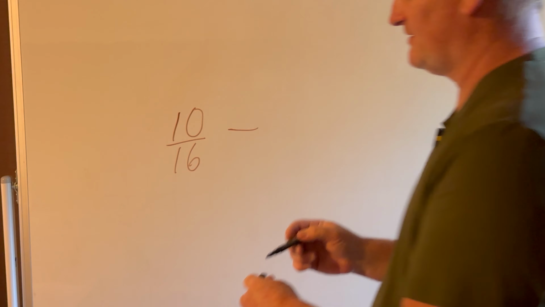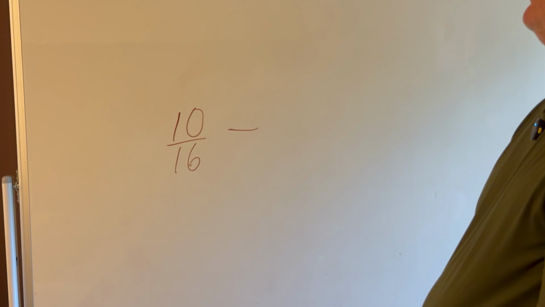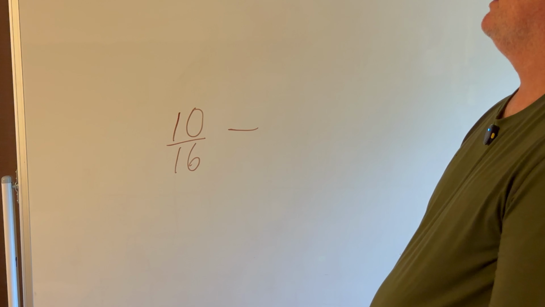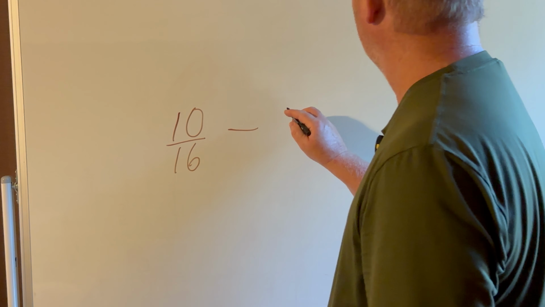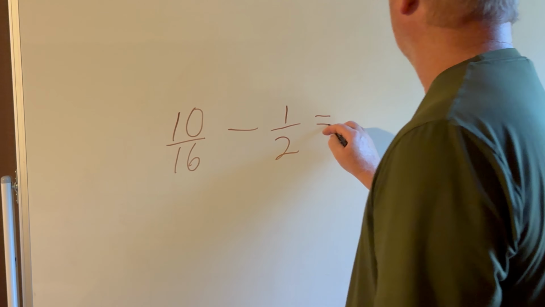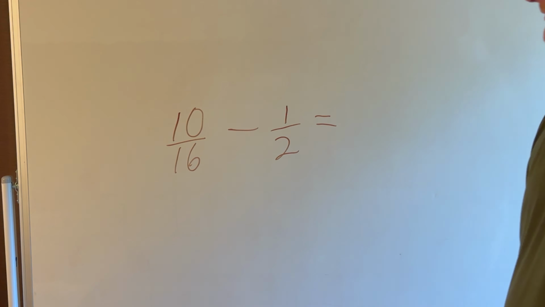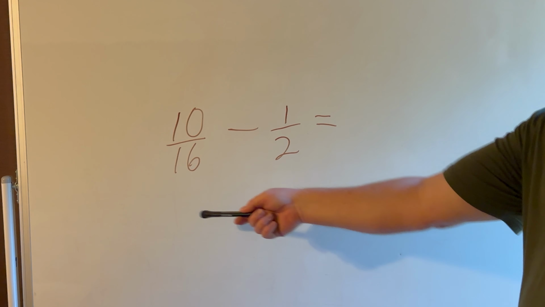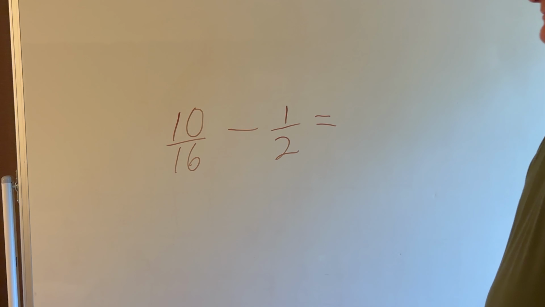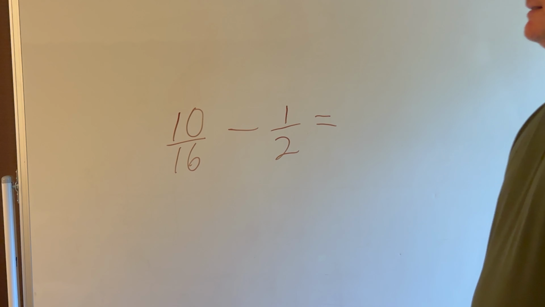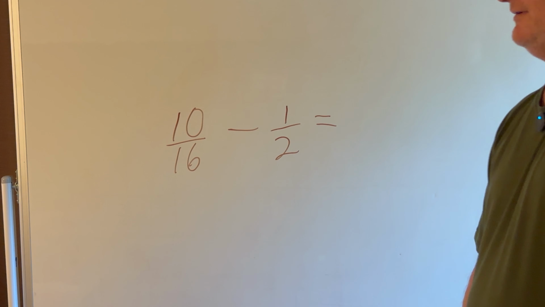10/16 minus, let's say half. No, we can't say half. Can we say half? Yeah, we can say half. Because 10/16 is larger than half. Look on your line. 8/16 would be half, because 8 is half of 16. If 8's half of 16, that means 8/16 is half. 10/16 is larger than half, so we can subtract half, right?